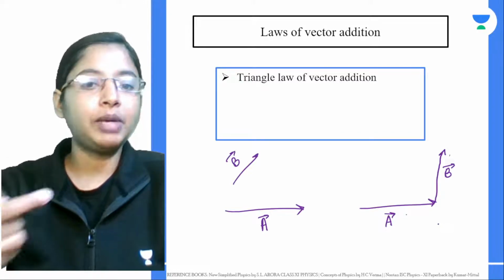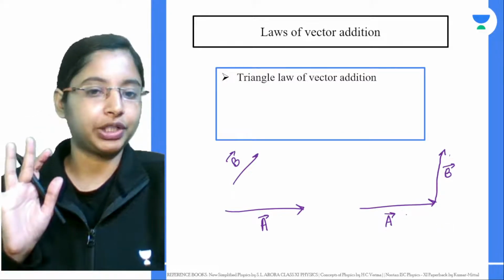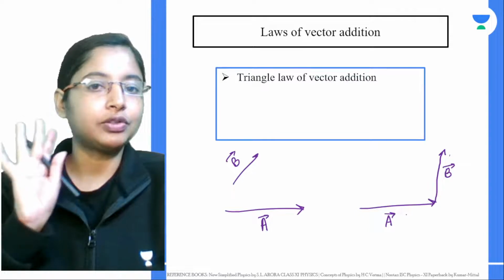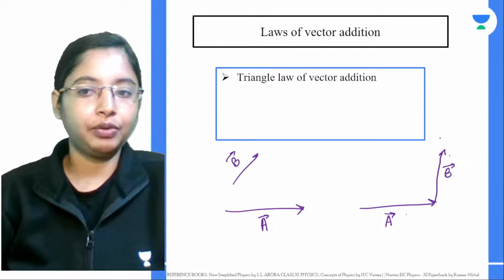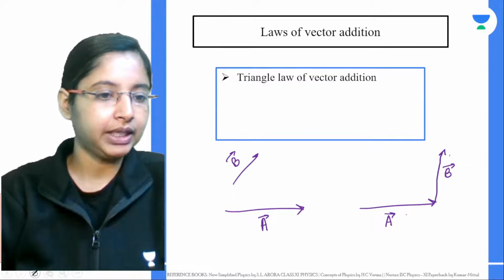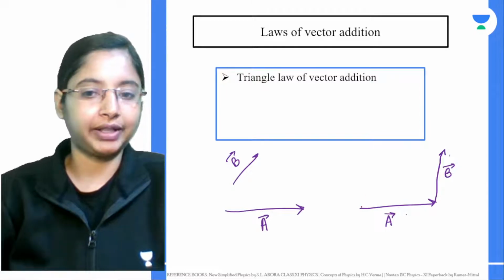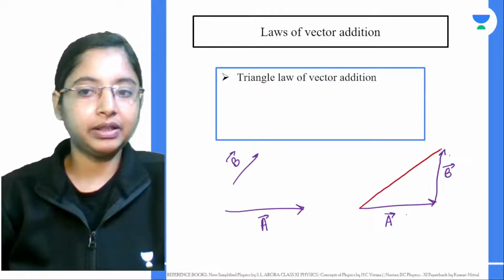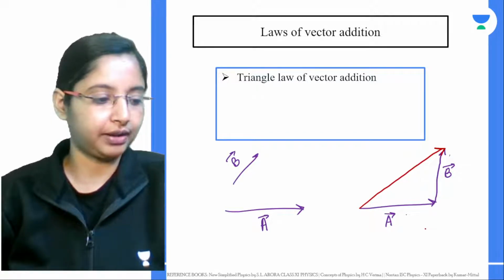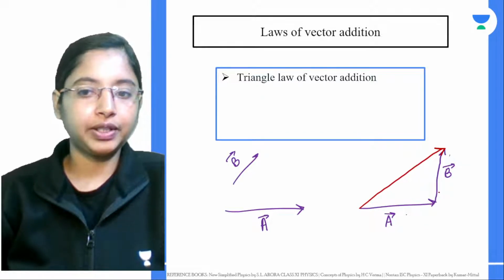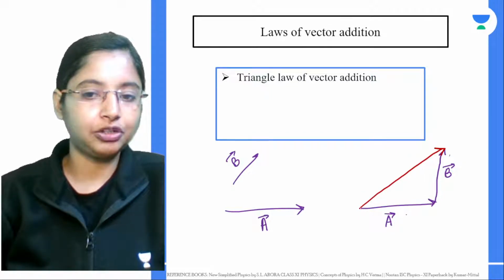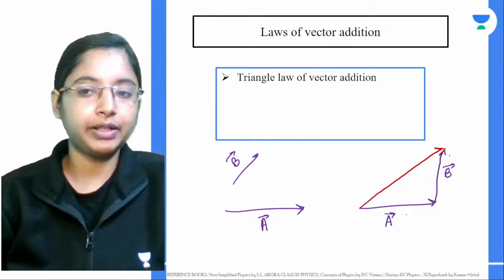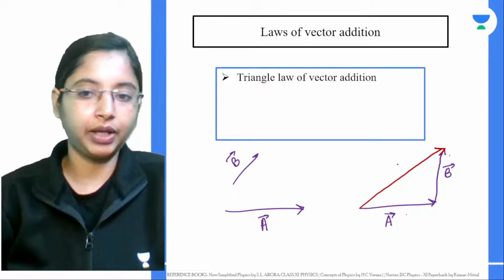We cannot normally add vectors; we have to make use of geometry, and one of the vector laws is the triangular law of vector addition. Now you have two vectors, and the resultant vector will be the third side of the triangle. Two sides form the A and B vectors. The third side starts from the initial point over here and ends where the B vector ends. So this is your resultant vector.